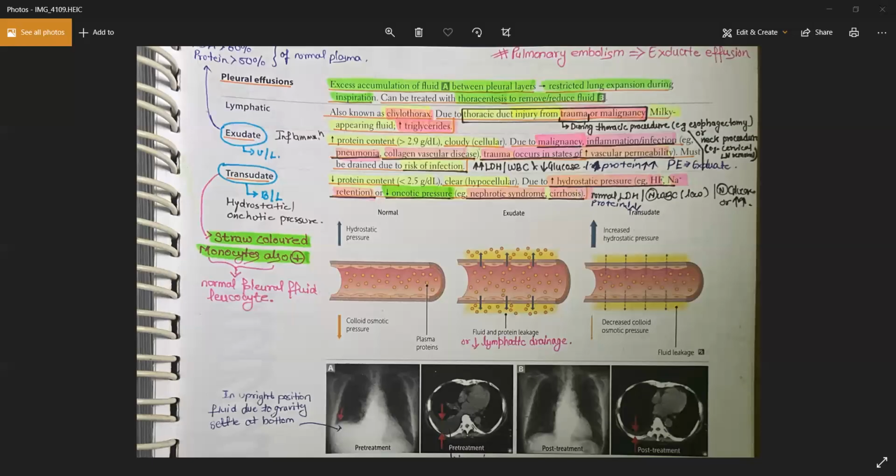Okay, so let's discuss this. For that, let me open a file, because we're studying the effusion, but we don't know how this fluid is forming in the first place. So we need to understand that first, right? Yes. So let's open up a file.